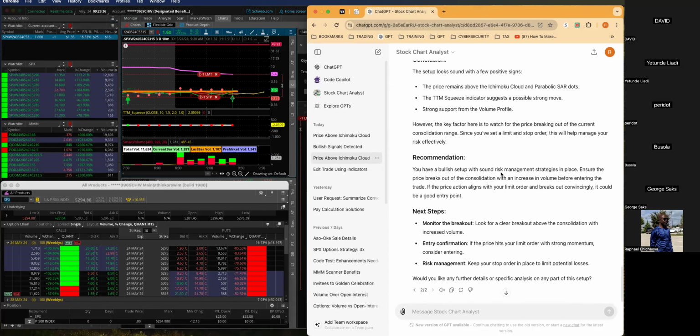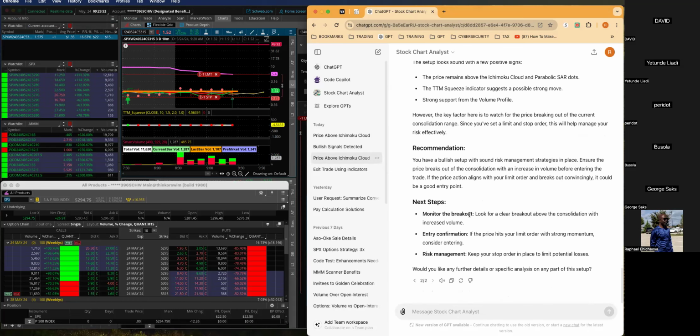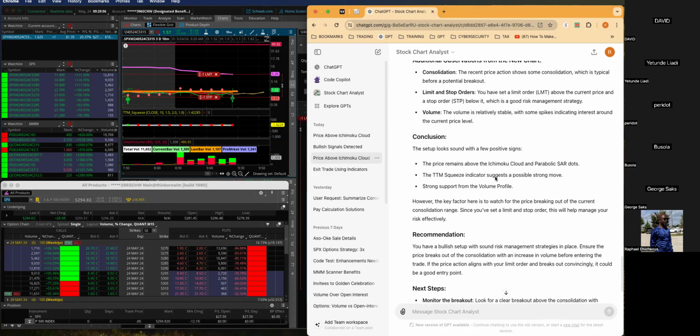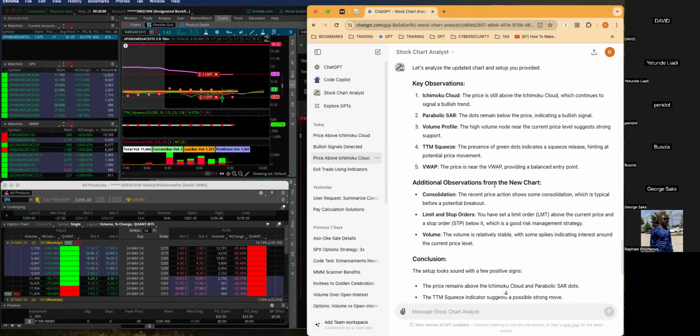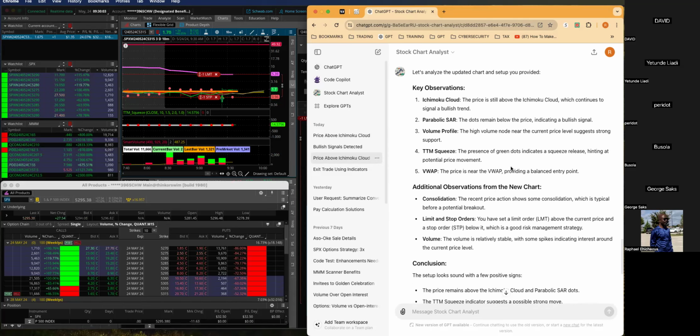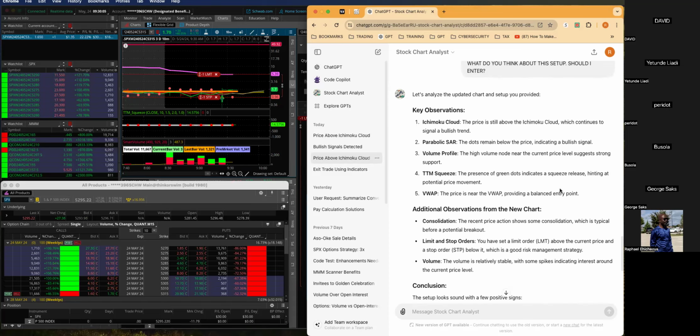You have a solid setup with sound risk management strategies in place. Ensure the price breaks out of the consolidation with an increase in volume before entering the trade. If the price action aligns with your limit order and breaks out convincingly, it could be a good entry point. Monitor the breakouts and entry confirmation, risk management. So it's refreshing to have it like this, personally.